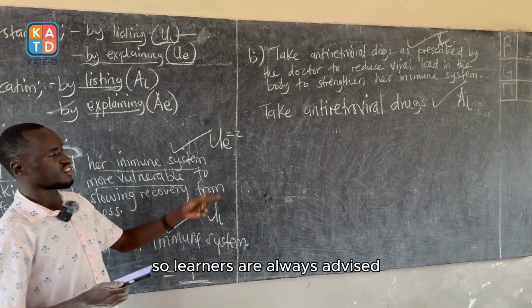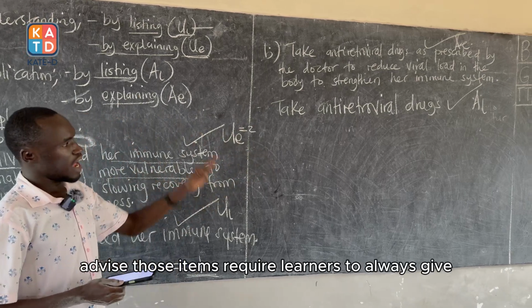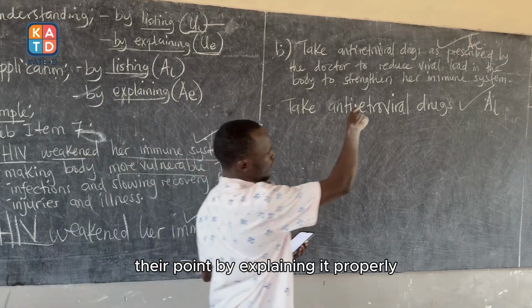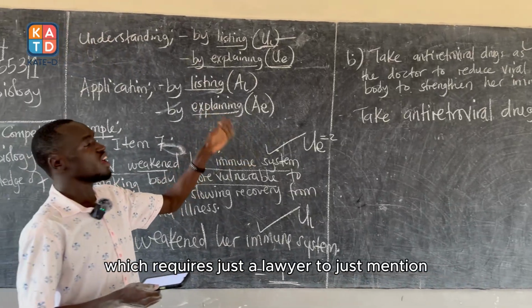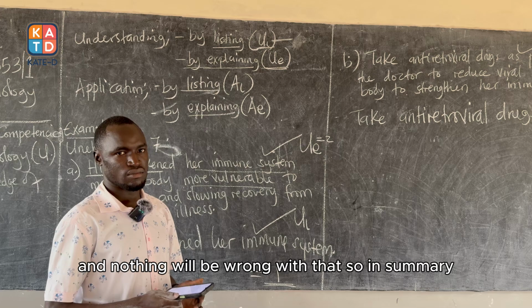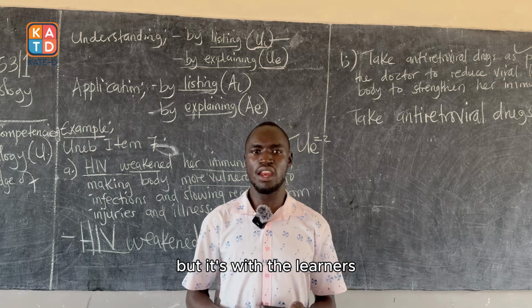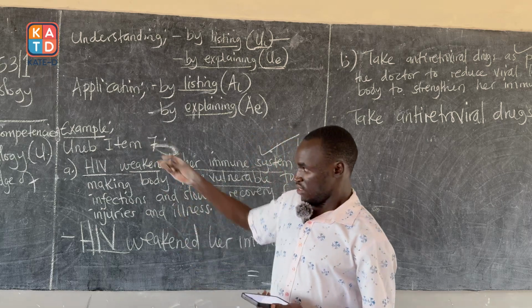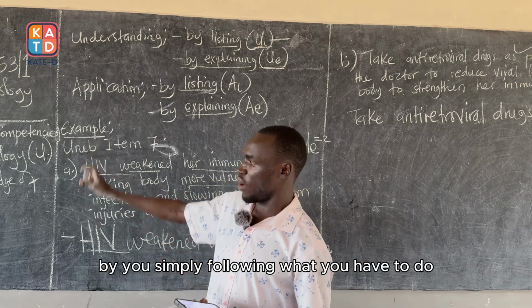So learners are always advised that items which require you to explain, describe, advise, those items require a learner to always give their point by explaining it properly. And then the other side which requires a learner to just mention or list, there you just list, and nothing will be wrong with that. So in summary, we have all observed that biology is not hard, but it's with the learners. It's you, the learners back there, who make the biology hard. But in this scenario I've given you, biology is not hard. It's an easily doable subject by you simply following what you have to do.